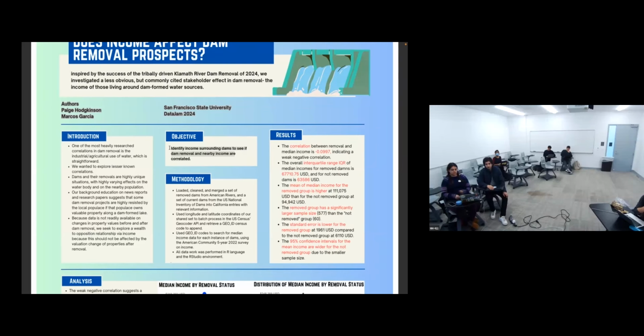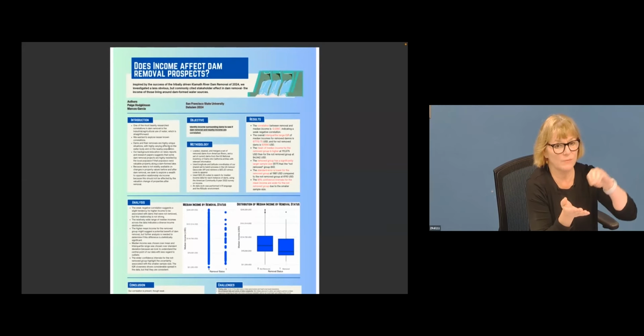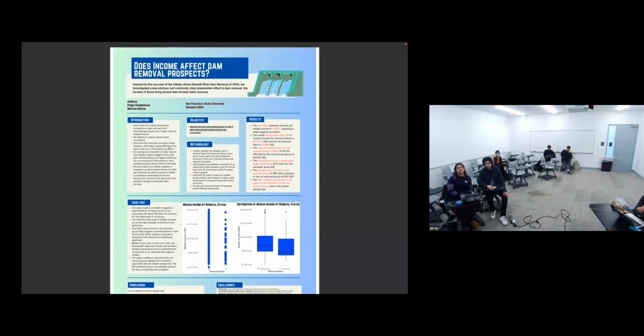Or were you not looking at change? Were you just looking at income around where the dam was? And if that's the case, were you looking at income before the dam was removed or after the dam was removed? Yeah, that was actually a huge limitation for us, because a lot of these dams also didn't have the removal year. So it was kind of difficult to get a bunch of different data sets on the income of those years.